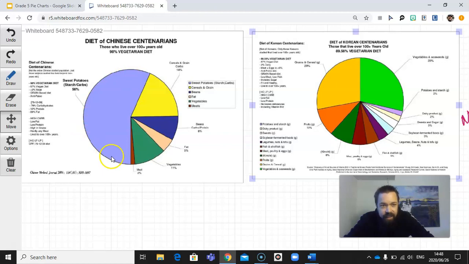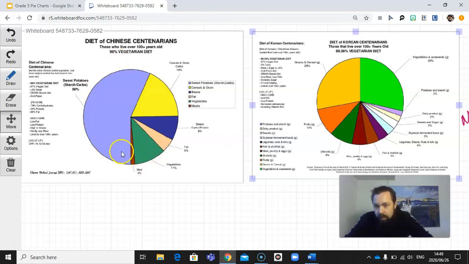Interestingly, you might be asked questions like who has a more varied diet, meaning they eat a wider range of things, and then we would have to say the Koreans, because if you look at their pie chart, there are more things that go into it, whereas the Chinese one is fairly simple.